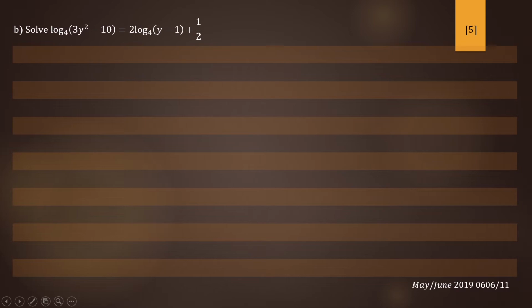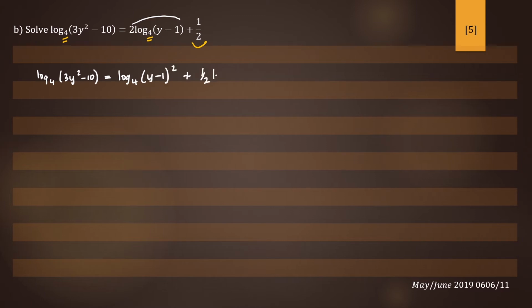equals 2 times log base 4 of y minus 1 plus a half. So one good thing here is that we have base 4 and base 4. We should try to change this number to base 4. So let's write down our question. Log base 4 of 3y squared minus 10 equals, now what I'm going to do is use our power law to bring the 2 to the top. So we'll have log base 4 of y minus 1 squared plus a half log 4, because log base 4 of 4 is equal to 1, and a half times 1 is half.